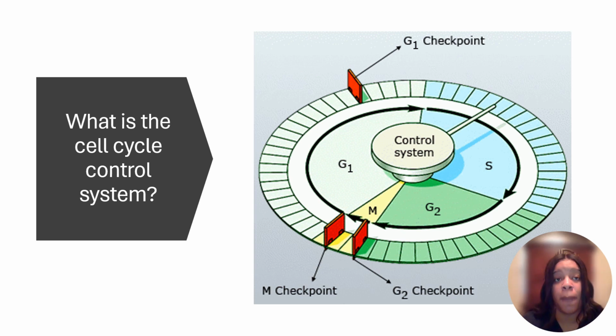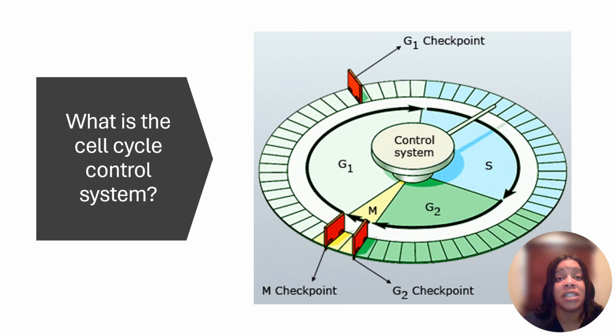The cell cycle control system is a highly regulated process that ensures the accurate duplication and division of cells. It consists of a series of checkpoints that monitor key events throughout the cell cycle, allowing for corrections and adjustments to be made if necessary. These checkpoints are crucial in maintaining genomic integrity and preventing the proliferation of damaged or abnormal cells. The cell cycle control system includes a complex network of regulatory proteins and signaling pathways that coordinate the progression of cells through each phase of the cell cycle.